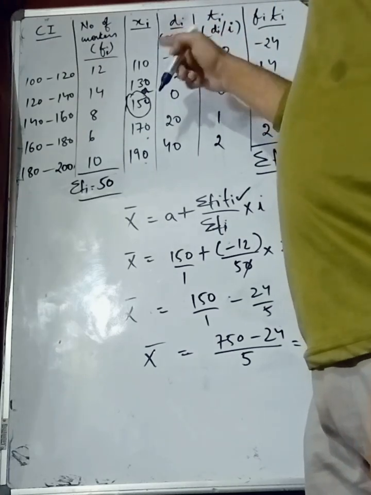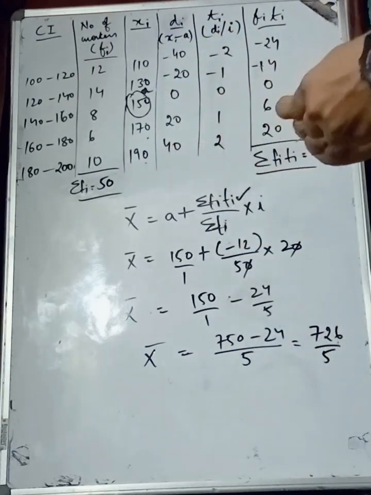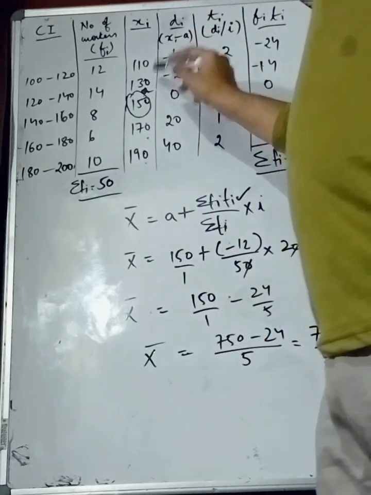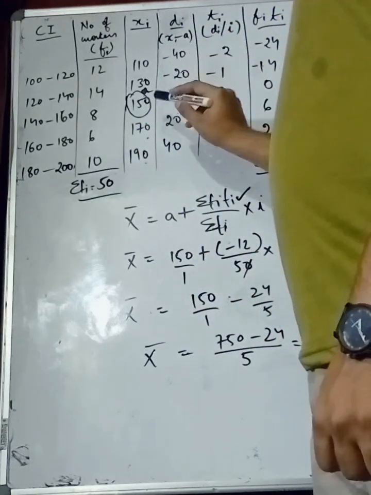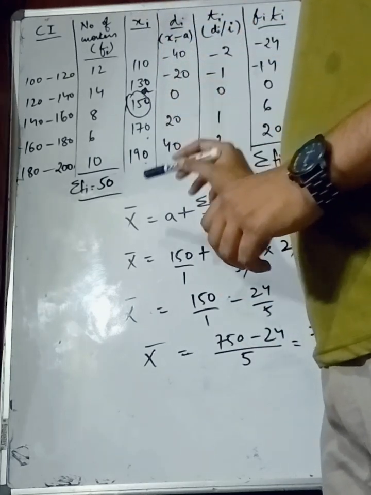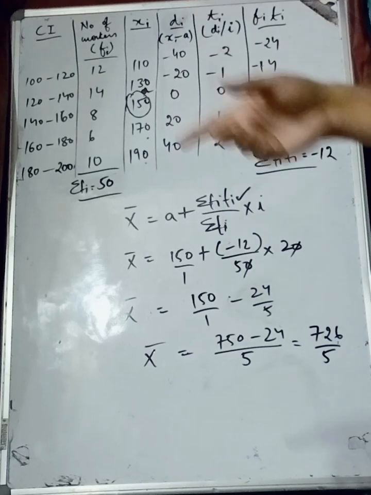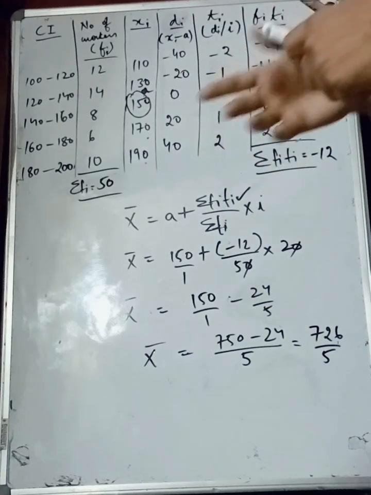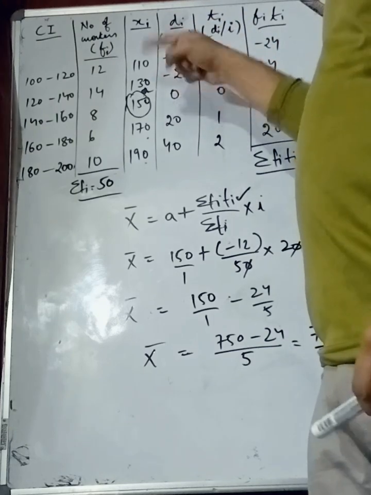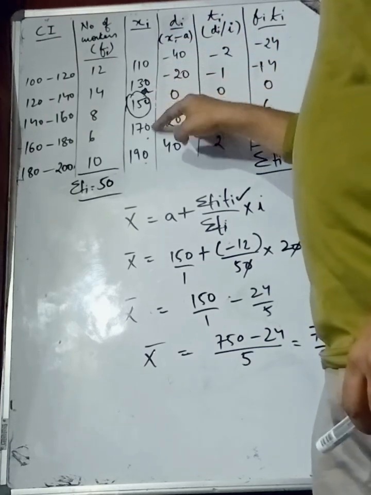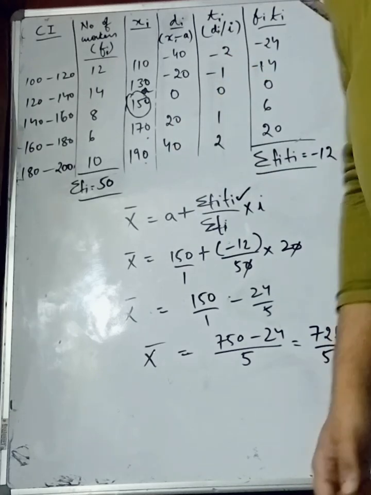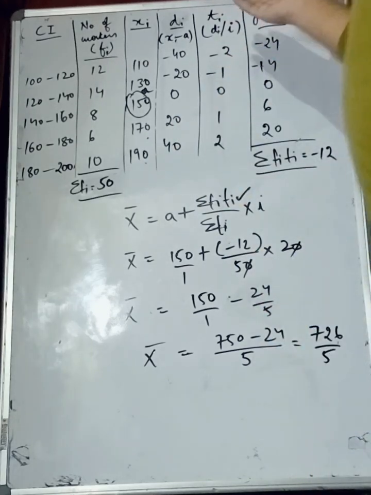So what is x over here? The first value of x is 110. So 110 minus 150, minus 40. 130 minus 150, minus 20. 150 minus 150, 0. 170 minus 150, 20. 190 minus 150, 40. Accordingly you have to calculate it according to the formula, x minus a. You're going to get the values of di in this column, not ti.